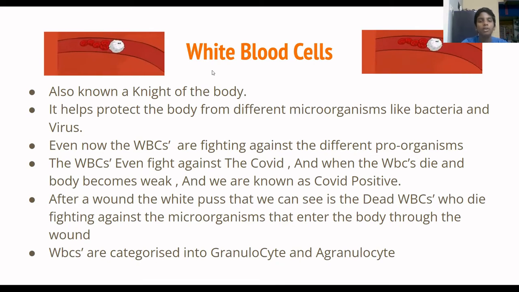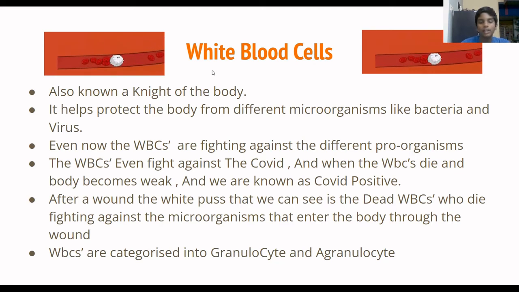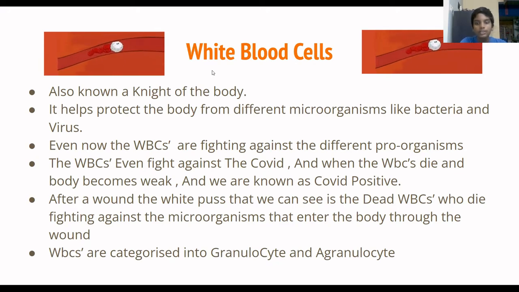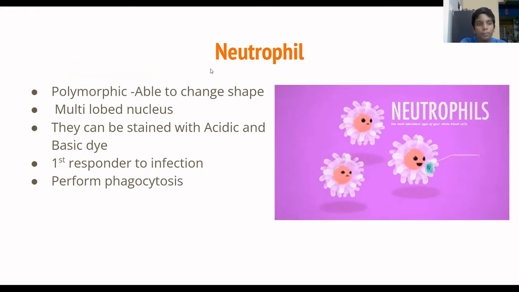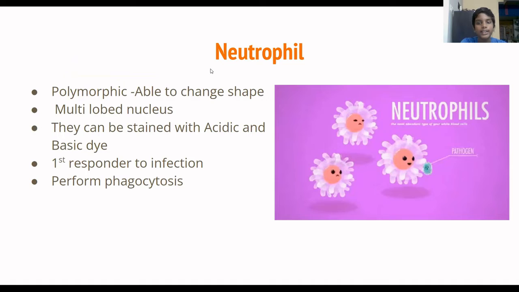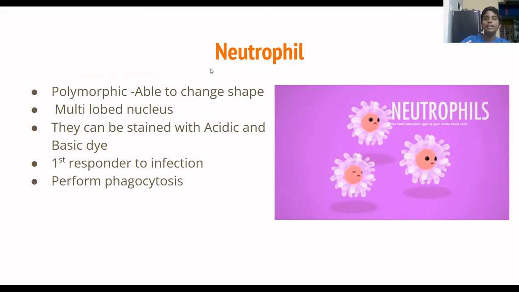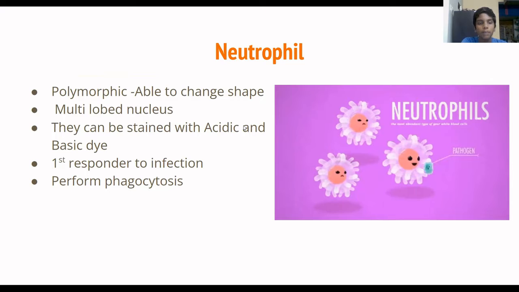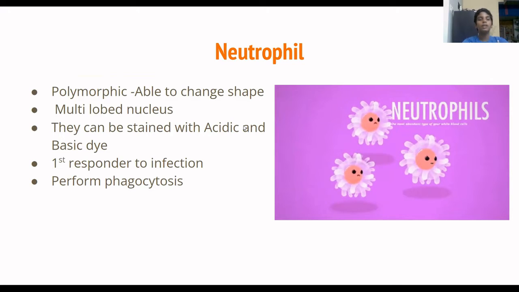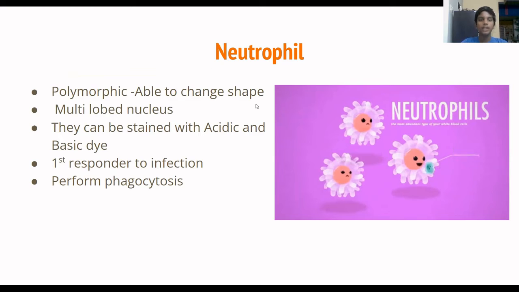So white blood cells are of two types, granulocytes and agranulocytes. The granulocytes are of three types. Neutrophil is the first of them. They are polymorphic, which means they are able to change their shape. They even have a multi-lobe nucleus, as you can see here in the image. They can be stained with acidic and basic dye. They are the first responders to infection. They even perform phagocytosis. I'll explain phagocytosis in detail after some time.